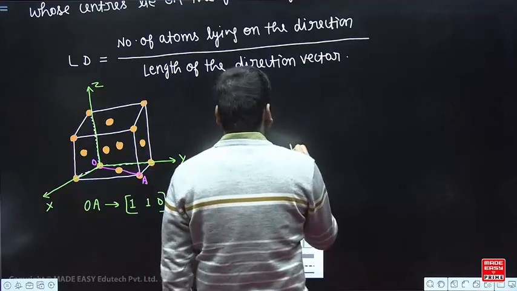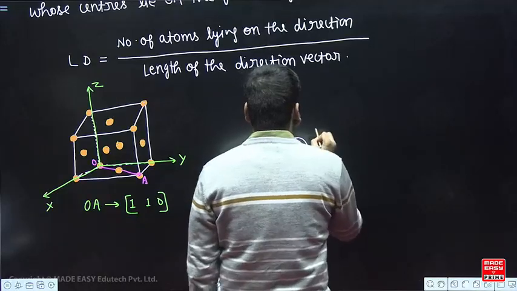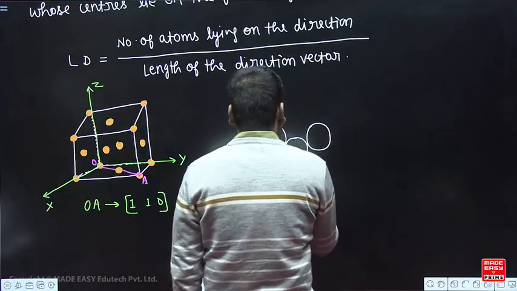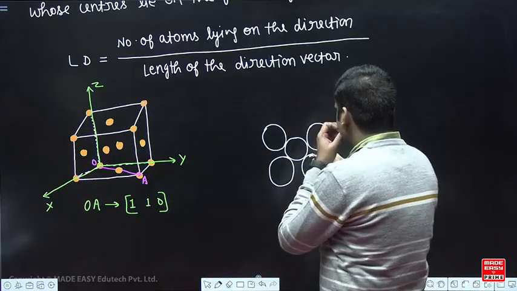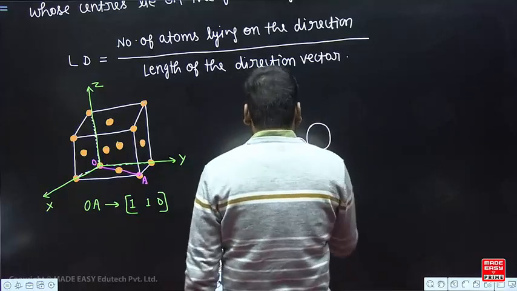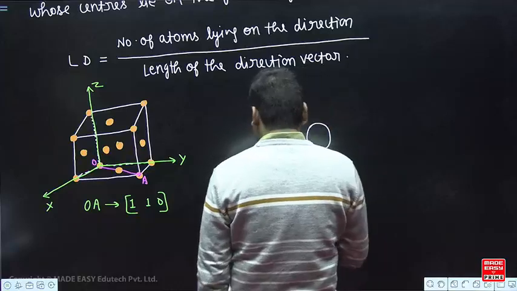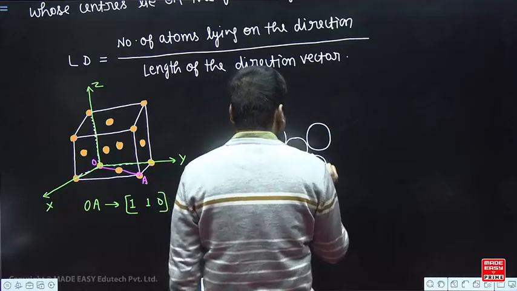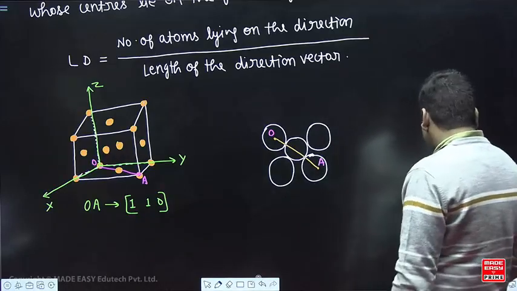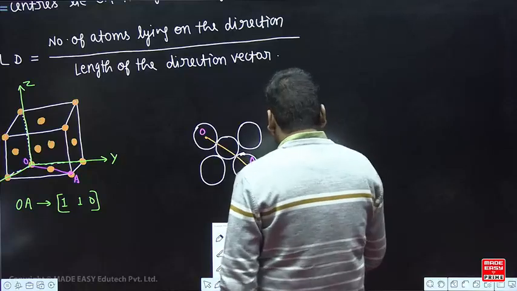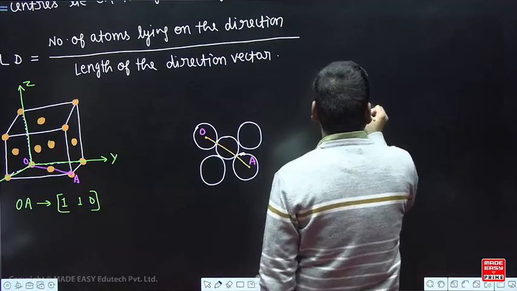Please make the front view. This is the face atom. This is the O atom. These are corner atoms. These are the atoms we have. Now you see, my dear friend, if you connect these 2 points, it is O, it is A. You have to find out the linear density along OA, direction 1, 1, 0.